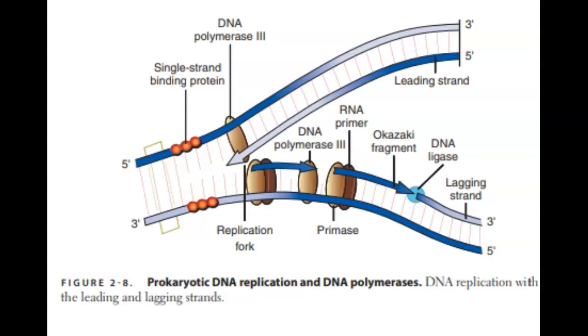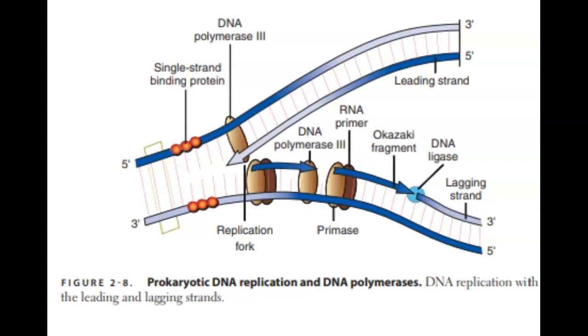RNA primer. The RNA primer is made by primase, necessary for DNA polymerase III to initiate replication. Chain elongation. Chain elongation is catalyzed by DNA polymerase III, which has both polymerase and proofreading functions.